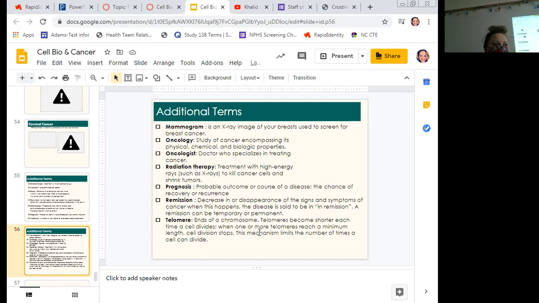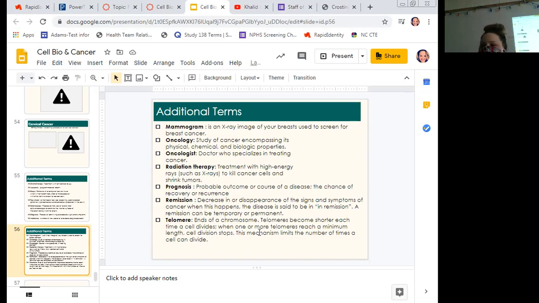Prognosis, this is one we haven't talked about yet. If I say the prognosis is poor, the outcome, but progress was a great word too, since he didn't read it, okay?